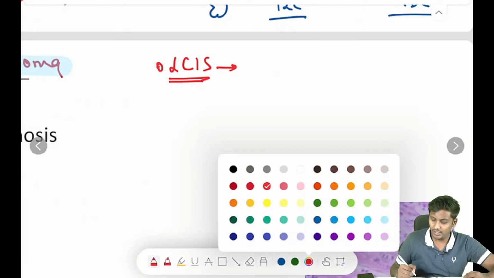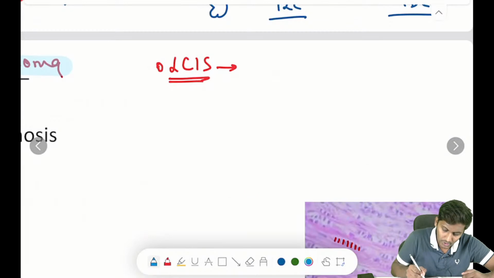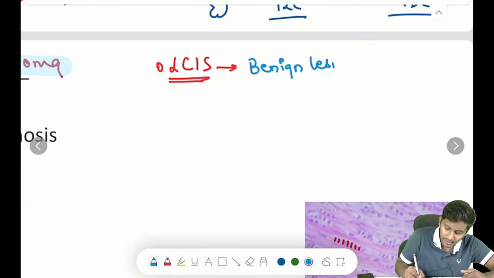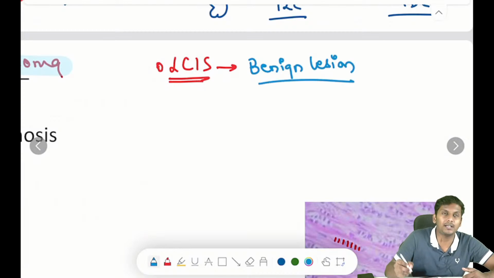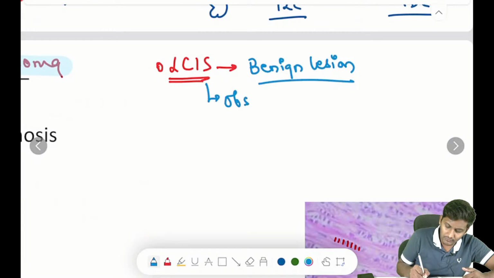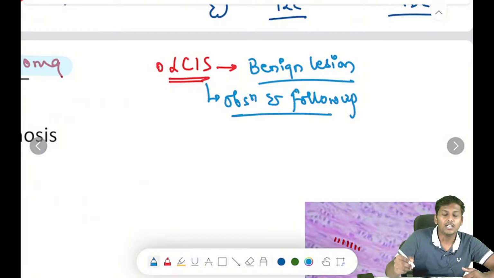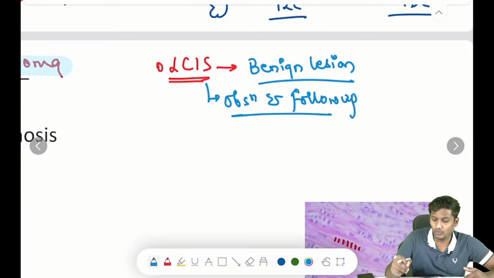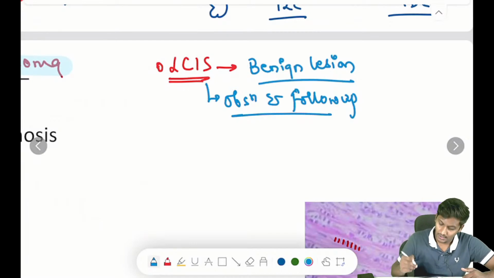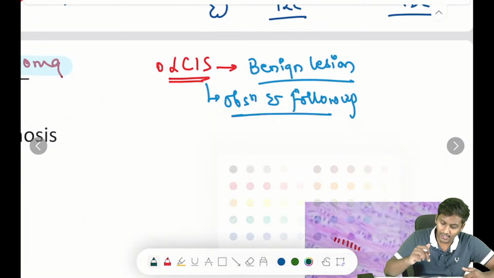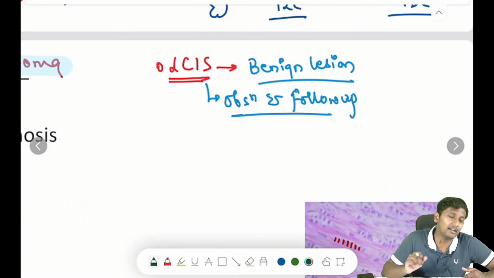So nowadays we have to remember that LCIS, your lobular carcinoma in situ, will be considered a benign lesion. Henceforth you have to remember that LCIS is not a malignancy, it will be considered a benign lesion. So in this condition we will just go for observation and follow up. If a patient has lobular carcinoma in situ on biopsy, definitely we will only go for observation and follow up. ठीक है, तो तुम बोल रहे होंगे sir, this is the important update that you have to remember.